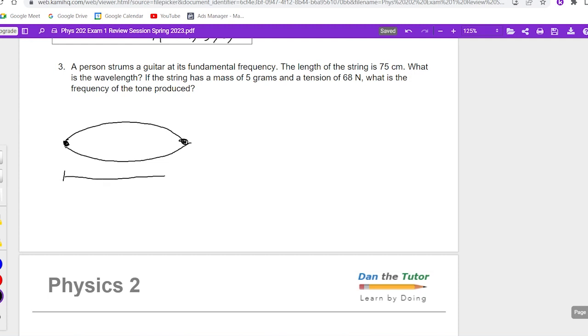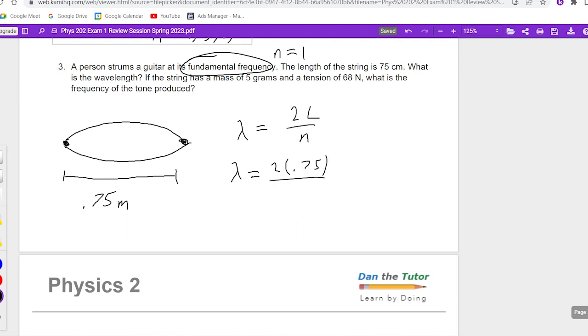And this has a length of 75 centimeters, which I will be writing as 0.75 meters. Always convert your units to SI units. And then we can just use the equation, lambda, our wavelength, equals 2L over n. In this case, they're talking about the fundamental frequency. That means that n is equal to 1. So lambda equals 2 times 0.75 divided by 1. And that's just going to be a wavelength of 1.5 meters.